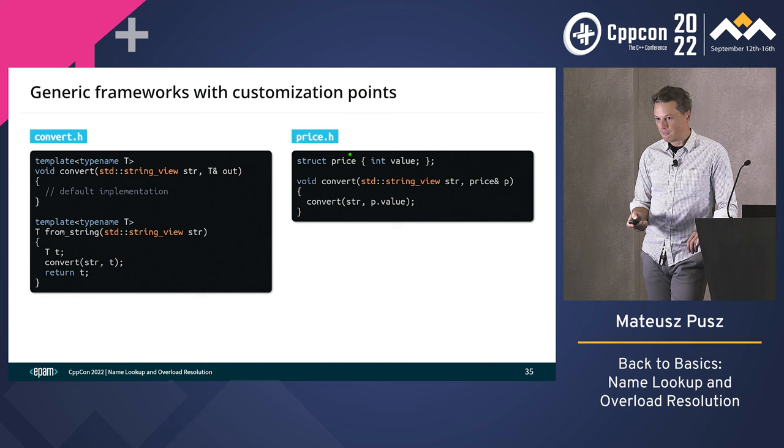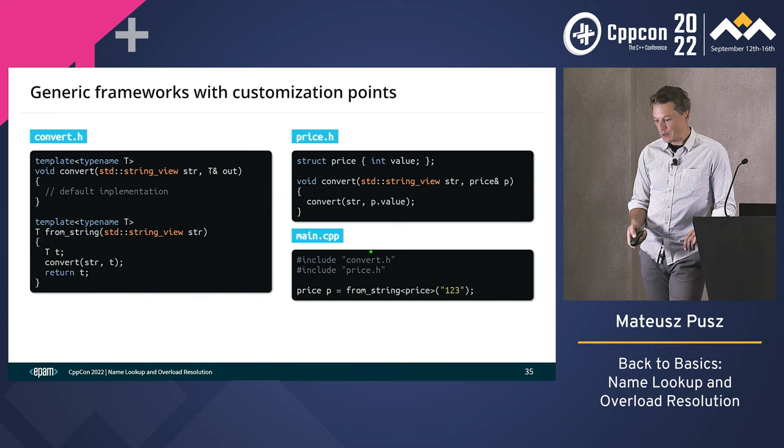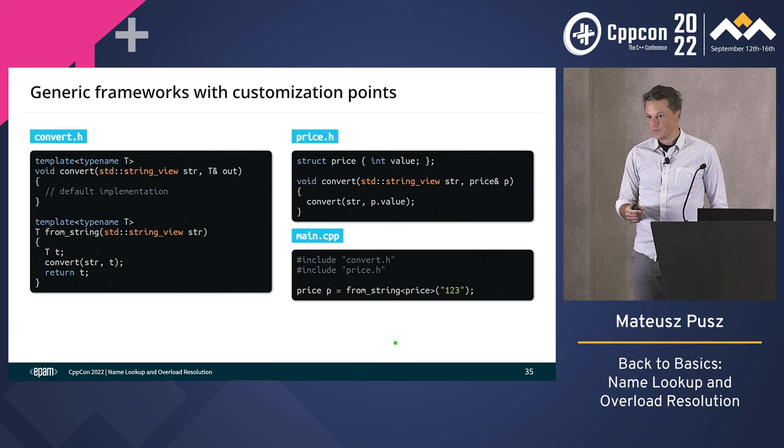And then we include first convert, so the framework, then we include the price, and then provide from string from 1 to 3 to price. And everything works as expected, right? Because our price type provided here as a parameter T is a dependent name. So convert sees this definition, that's template, and this definition, that's an exact match. And in this case, this overload wins, and this is why this convert customization point works correctly. This is how all of the frameworks using customization points work in the language.